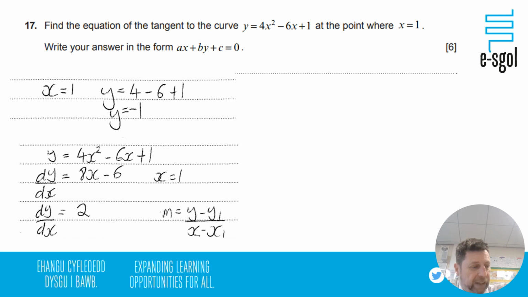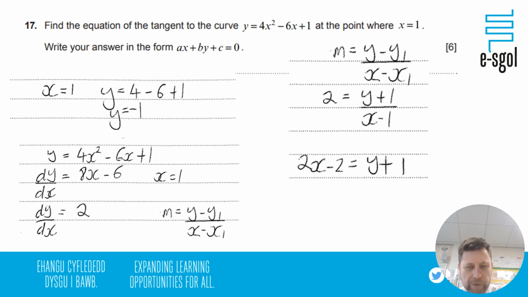So I use this one because it tells me that the gradient is worth 2, y is worth y because it wants it in the format of this, y1 must be worth -1, what we worked out here, x is x, and x1 is number 1 because that's what we gave. So I've shown myself substituting that in, it gives me this. Just be careful, 2 times x minus 1 is 2x minus 2. As I said, if you do m open brackets x minus x1, it would drive you straight into this line.